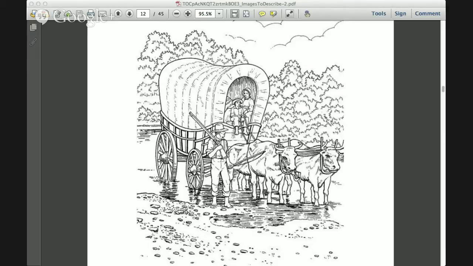Does anyone have any questions about this picture? Some vocabulary? Hi, Sammy. How do you say the cover of the carriage? Yeah, so you can call it just a carriage, or you can call it a covered wagon. If you're talking about it as a carriage, we don't usually say covered carriage. I would say covered wagon. It's a covered wagon.